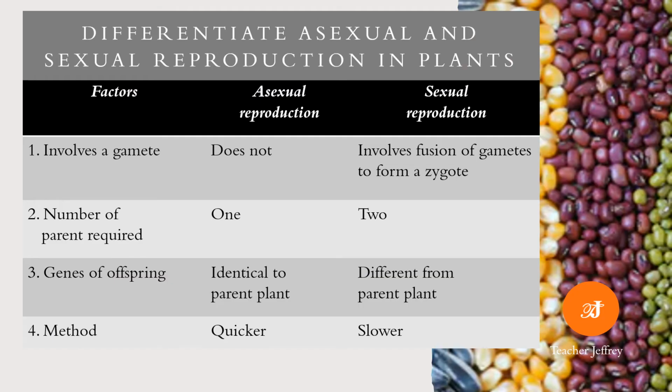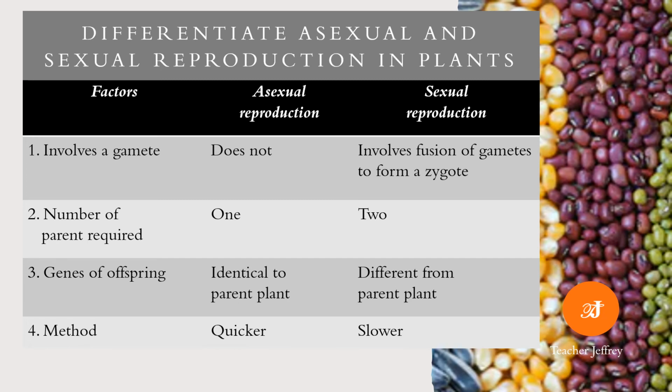We also learned in differentiating asexual and sexual reproduction in plants. These two types of reproduction can be differentiated from the following factors. 1. Does it involve gametes? In asexual reproduction, it does not, while in sexual reproduction, it involves fusion of gametes to form a zygote.